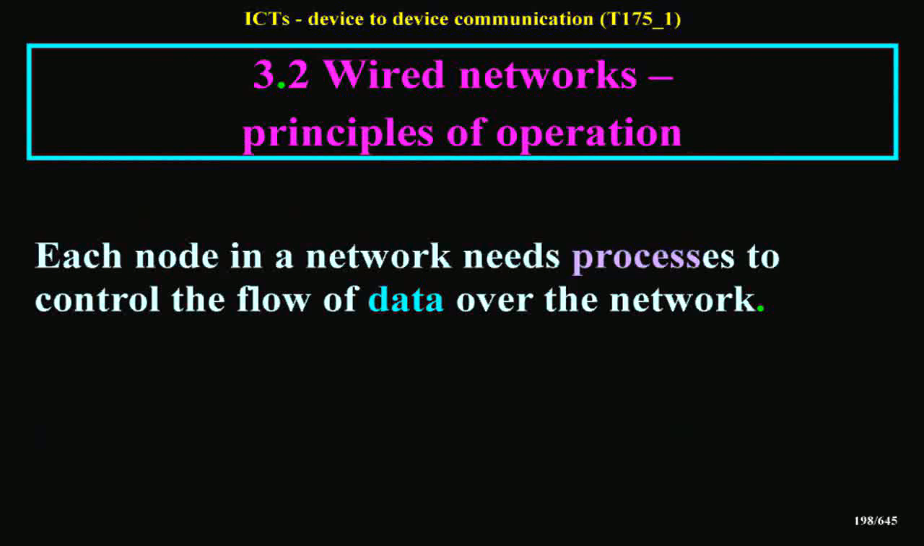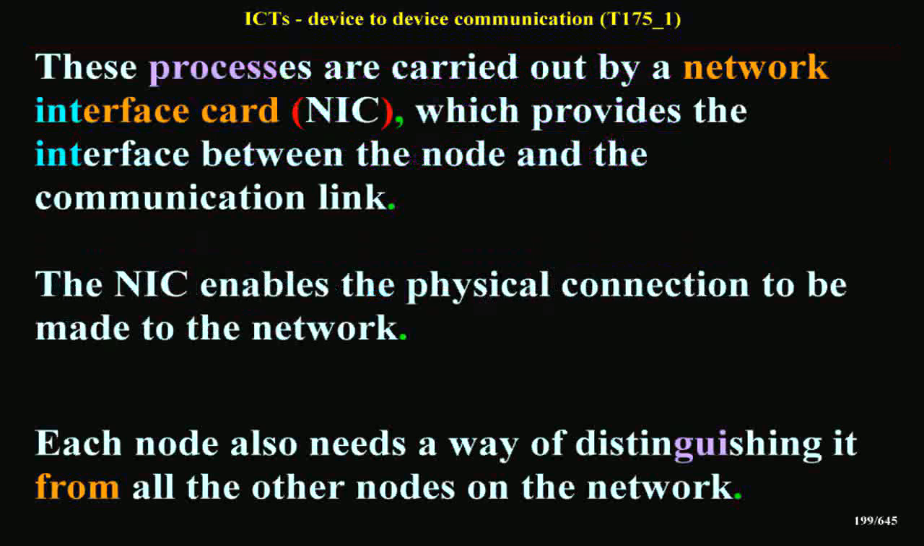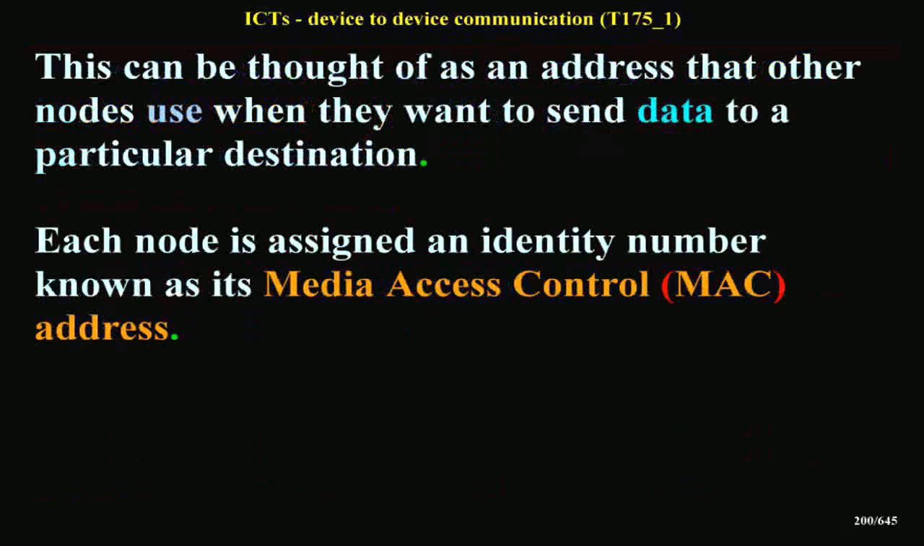2 Wired networks: principles of operation. Each node in a network needs processes to control the flow of data over the network. These processes are carried out by a network interface card (NIC), which provides the interface between the node and the communication link. The NIC enables the physical connection to be made to the network. Each node also needs a way of distinguishing it from all the other nodes on the network. This can be thought of as an address that other nodes use when they want to send data to a particular destination. Each node is assigned an identity number known as its Media Access Control (MAC) address.